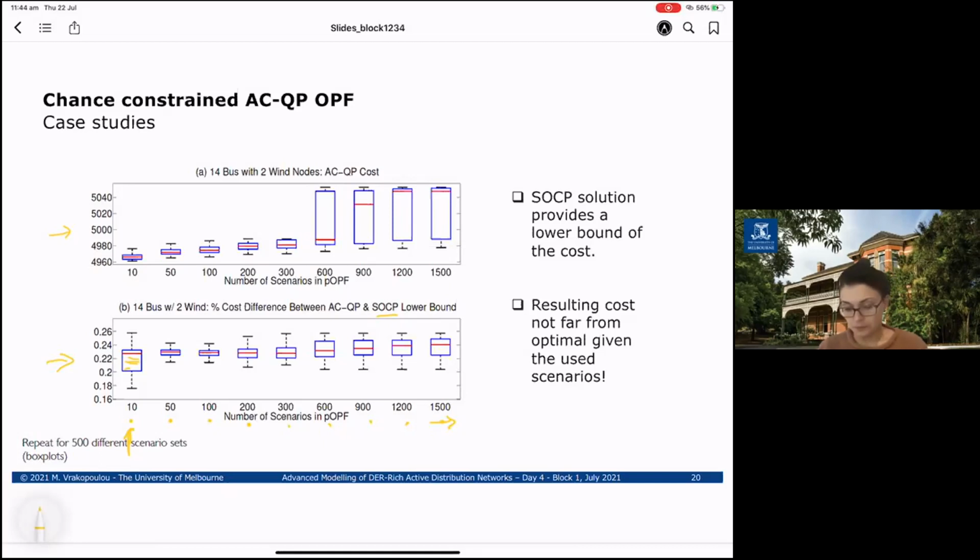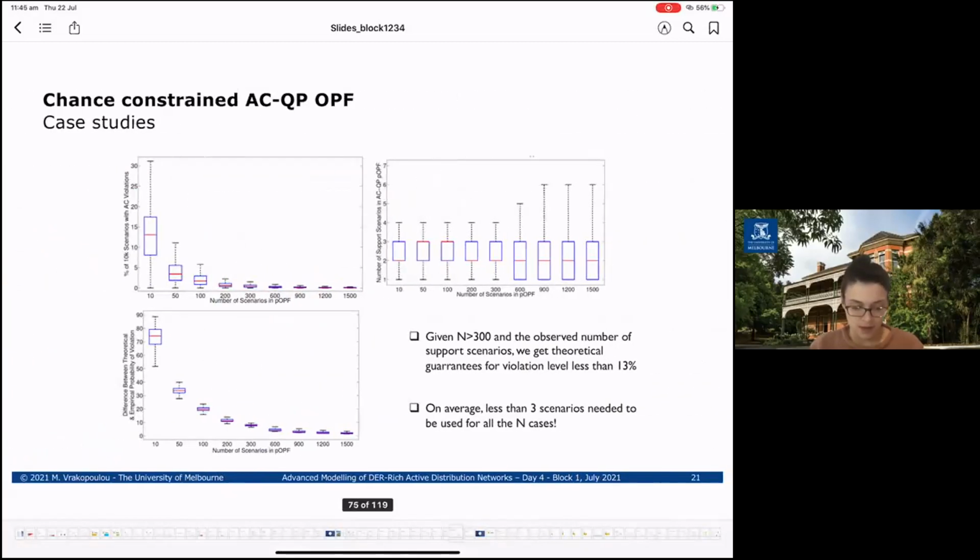Okay, something to observe here as well is that the resulting cost is not far away from the lower bound that is provided by the ASOCP. And of course, the cost, as you see in general, is increasing since we end up satisfying the constraints for more scenarios. So this is quite expected. All right, we are still here at the first case study of the IEEE 40-bus system. Still, we have all the cases of the different sets of scenarios we have used and the box plot.